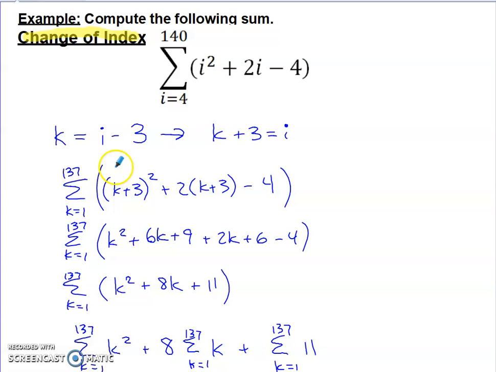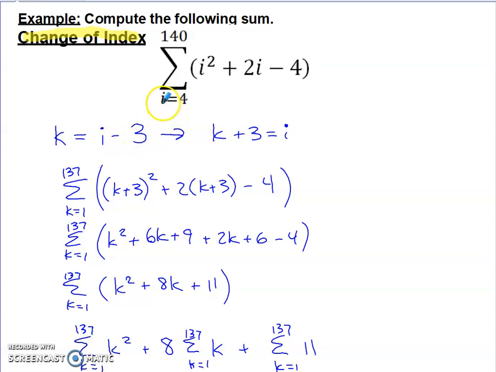So what we're going to do is we're going to literally change the index from i to some new letter. I'm picking k. And what I want to do is I define k. I want k to begin at 1. I want to unlock the opportunity to use those formulas. In order to use them, my index must begin at 1. So what I'm going to do is I'm going to define k to be equal to i minus 3.